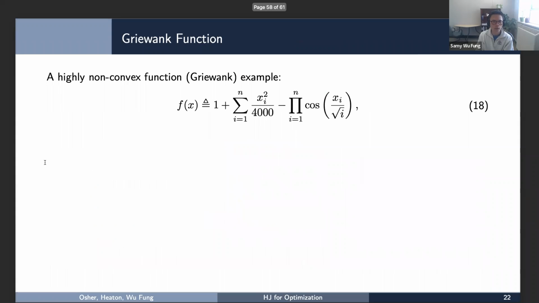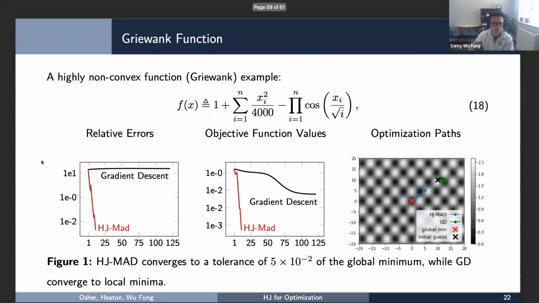Cool. So just as a quick illustration, let's suppose that I have an f that looks like this Griewank function, which is highly non-convex. We're going to start far away from the global minimizer, which happens at 0. And I'm going to use gradient descent, and I'm going to use our proposed approach.